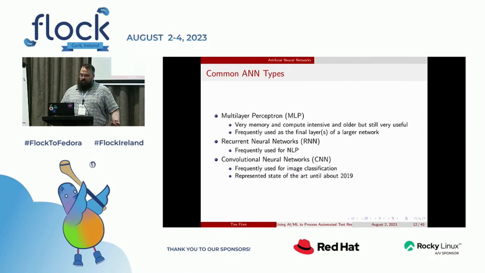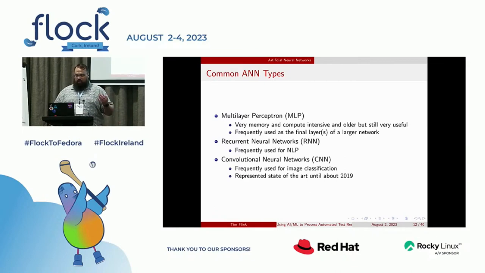In terms of the types, what's called a multi-layer perceptron is very much like the diagram I just showed. It was meant to model how the brain works and how the neurons in the brain work. It is still very heavily used, but tends not to be the primary thing. It tends to be a final layer trying to gather stuff together to produce, at least in a classifier sense, a single output.